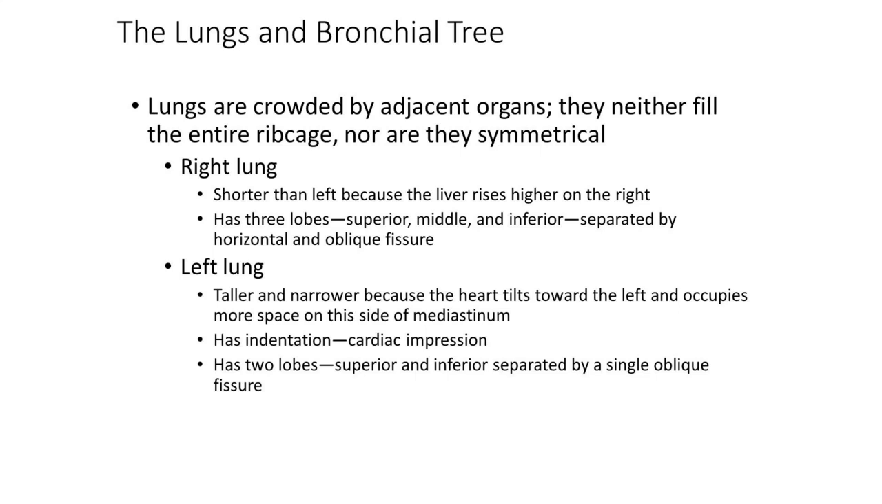Your left lung is taller and narrower because the heart tilts towards the left and occupies more space on this side of the mediastinum. It also has an indentation, which is for the cardiac impression. The left lung only has 2 lobes, the superior and the inferior, and it is separated by a single oblique fissure. So the right lung has 3 lobes, the left lung has 2 lobes.